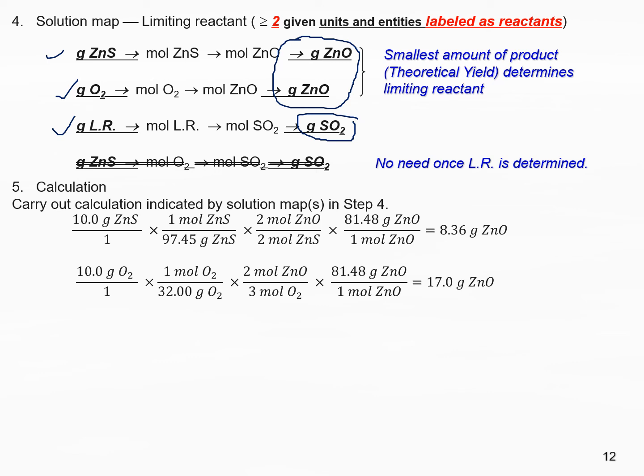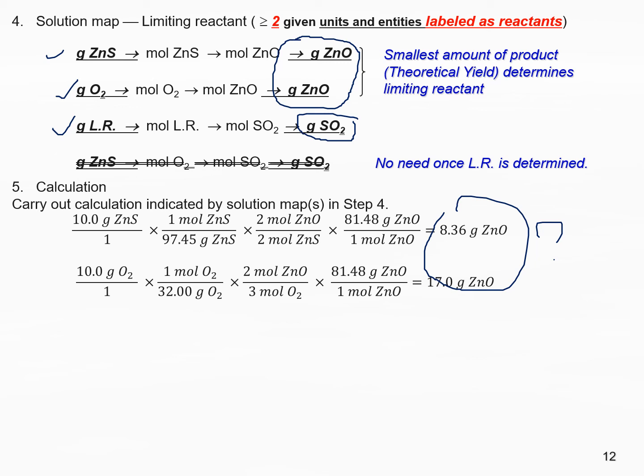As for the second solution map, we start with the 10 grams of oxygen. Okay, again, molar mass of oxygen, stoichiometry of oxygen to zinc oxide as conversion factor. Finally, molar mass of zinc oxide. So we end up with 17.0 grams of zinc oxide. As you can see here, we have 2 different amounts or masses of zinc oxide. Which one should we pick?